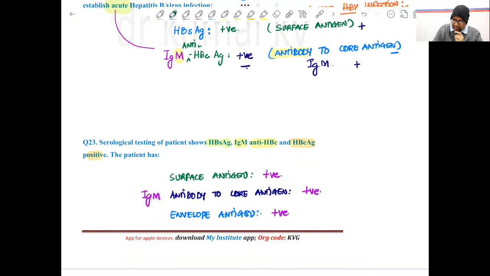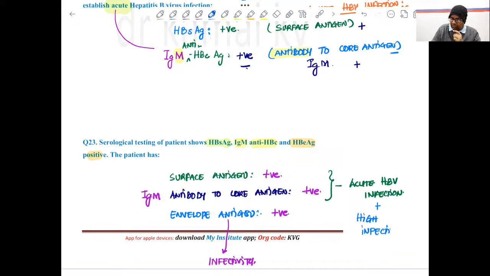Now, here we just discussed that if these two are positive, this suggests acute hepatitis B virus infection. Clear? And if envelope antigen is positive, it suggests infectivity. It means the patient is highly infectious. So what you will write? Acute hepatitis B infection with high infectivity. The patient is very infective. He can transmit the infections to unimmunized people or the relatives, right?